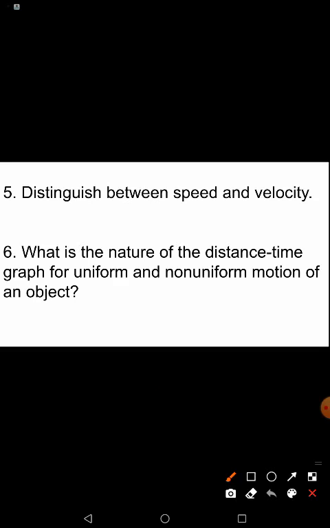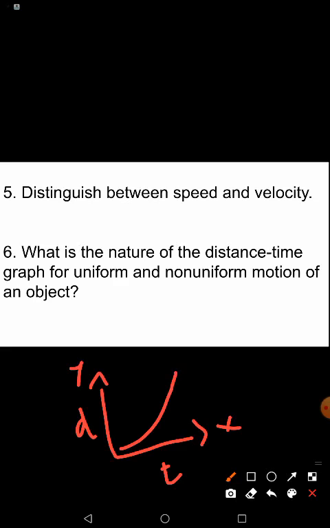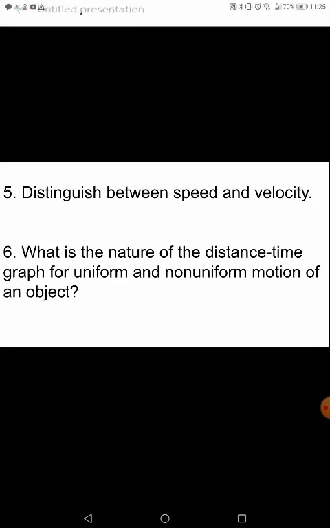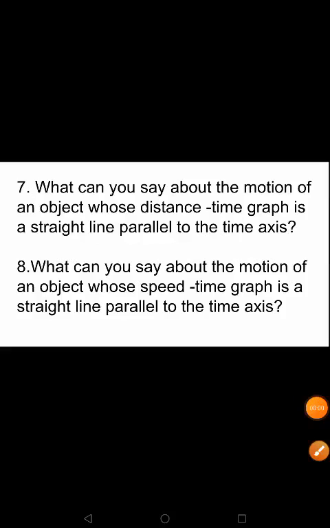When the object is showing non-uniform motion, again I'm telling you, distance is taken on the y-axis and time is always taken on the x-axis. So when the object is showing non-uniform motion, it will be a curved line. It won't get a straight line pattern. Unequal distance covered in equal interval of time. Clear to you?